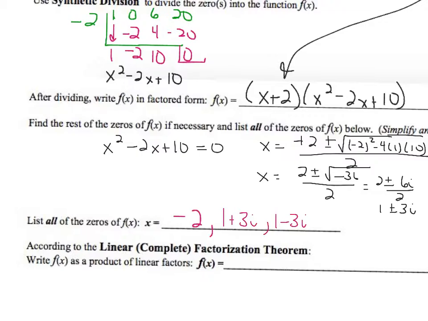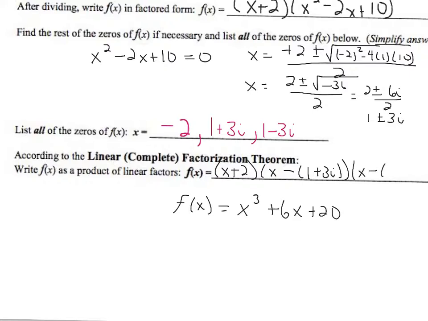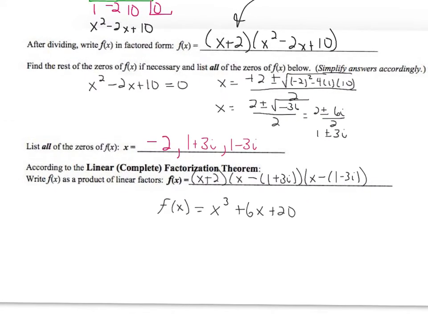So no matter what your degree is, you can find them all. And if I want, I can actually write my polynomial in factored form. This would be kind of a bizarre factorization, but our original polynomial was x cubed plus 6x plus 20. So I know the factors now are those three factors: x plus 2, of course, and now that I found these complex roots, I can factor this as x minus 1 plus 3i and x minus 1 minus 3i. If you want to write it in factored form, once you know all these zeros, you just take x minus each of the zeros, and we are done.